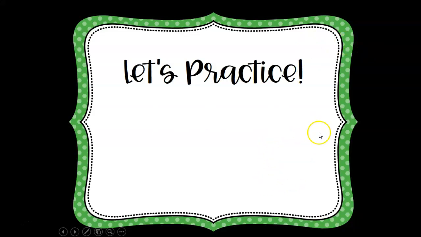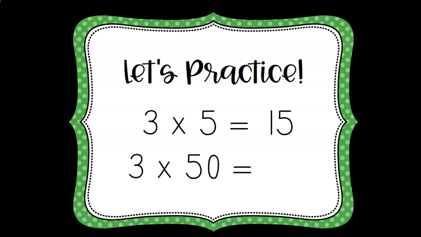Let's do another example. 3 times 5 is 15. Okay, that's my basic fact, what I already know. So what is 3 times 50? Well, I know that 3 times 5 is 15 with another 0. So my answer is 150. See the answer to my basic fact right here?